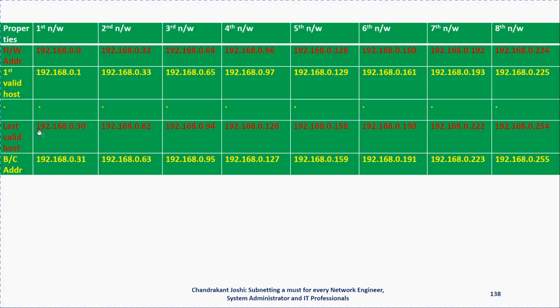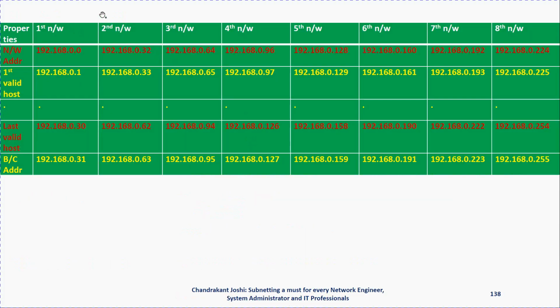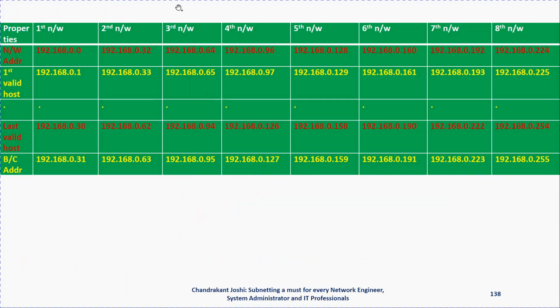That is the rule. Now from 1 through 30, how many are there? 30 hosts. So here also, these are 30 hosts. These are 30 hosts. Let us verify. Yes, 30 hosts. 8 networks. Yes, 1, 2, 3, 4, 5, 6, 7, 8. So the first two things have been verified. Now this magic number we get from here. So we use this magic number to find the block size. From this block size, we already got these 8 subnets.